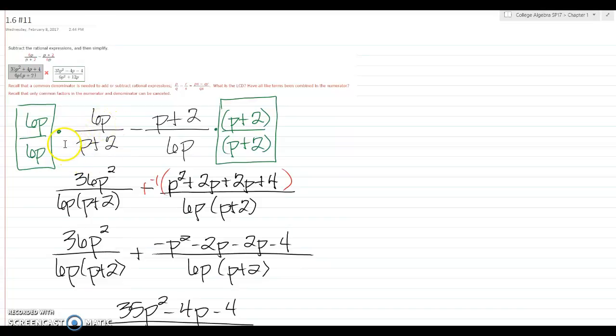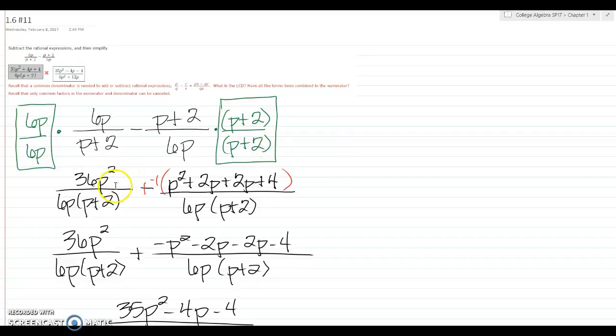So on the left-hand side, I'm having to multiply the top and the bottom by 6p. That's because my common denominator, when I look at my denominators, I have a p plus 2 and a 6p. So the fraction on the left gets multiplied by 6p over 6p. The fraction on the right gets multiplied by p plus 2 over p plus 2.